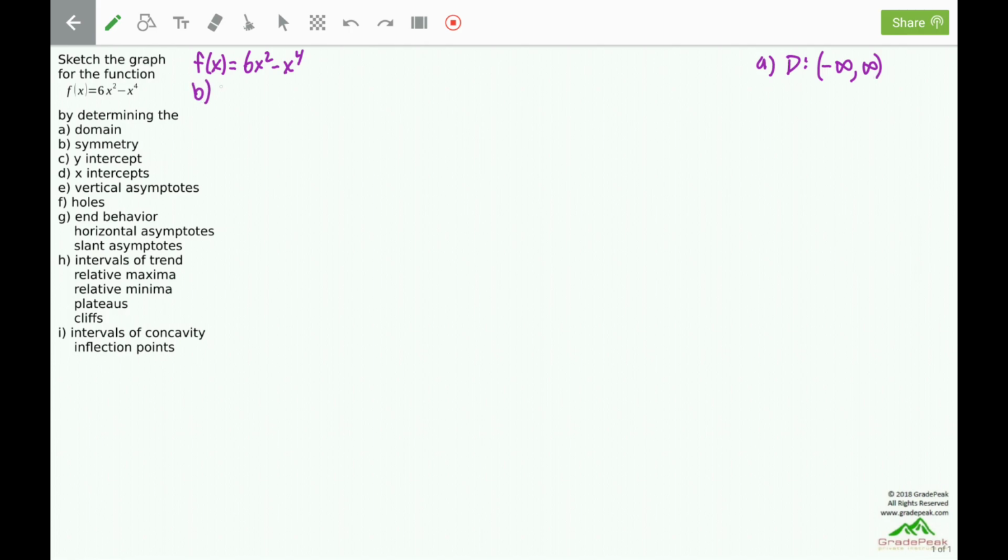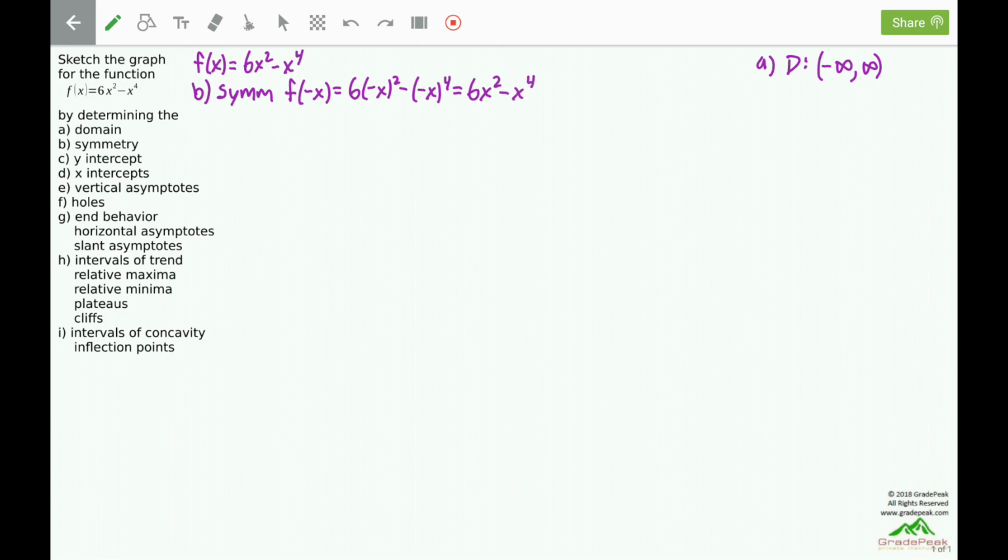For part B, we want to determine if there is any symmetry. This is done by evaluating f of negative x and comparing it to the original function f of x. f of x is made up of two even powers combined together, and therefore it will have even or y-axis symmetry. f of negative x is 6 times negative x squared minus negative x to the fourth. Negative x squared is positive x squared, times 6, which will be 6x squared. A negative x to the fourth is positive x to the fourth, and times the negative will be negative x to the fourth.